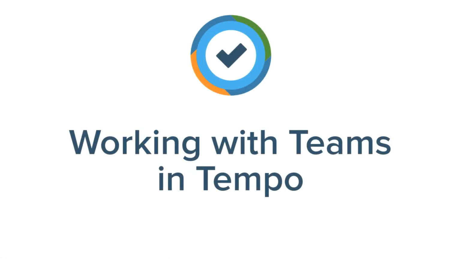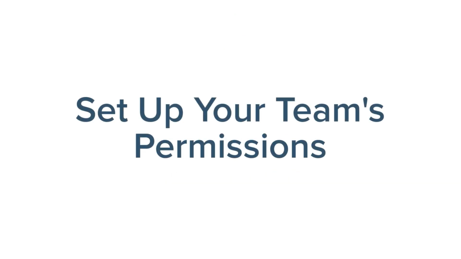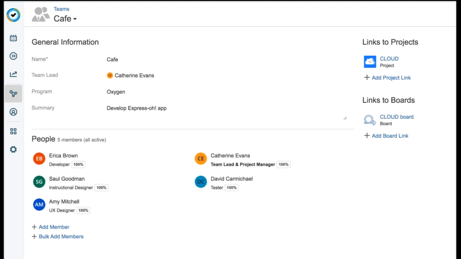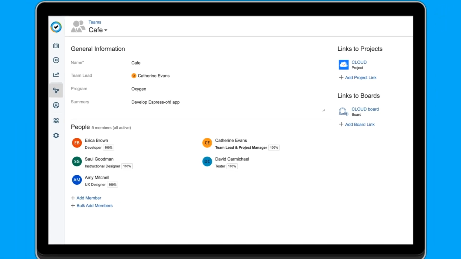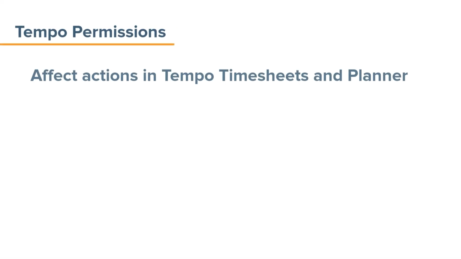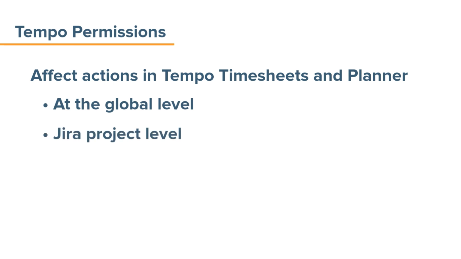As a team lead, configuring team permissions is an important step in setting up your team. You can do this once you've created a team and added members to it, which was covered in the previous lesson. Tempo permissions affect what you can do in Tempo timesheets and Planner at the global level, the Jira project level, and the Tempo team level.